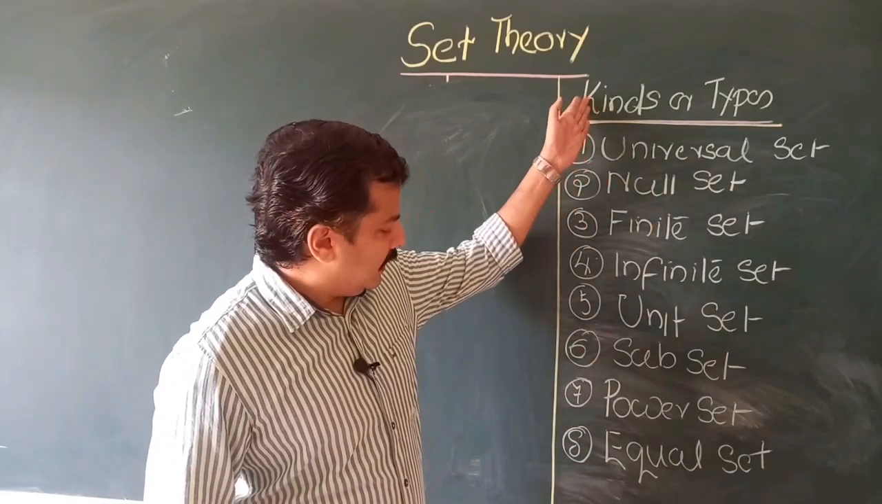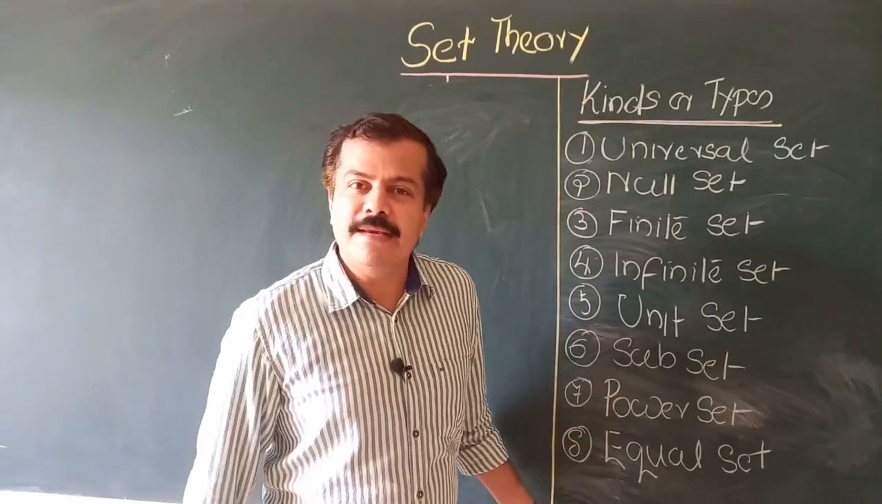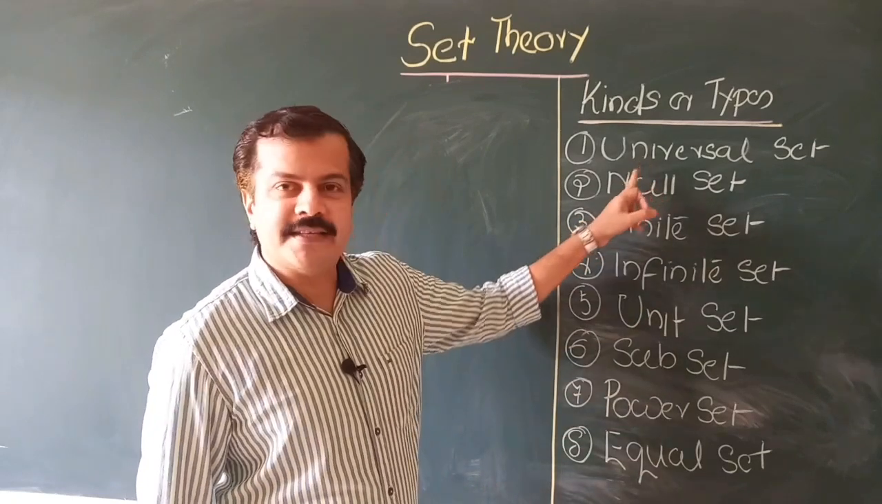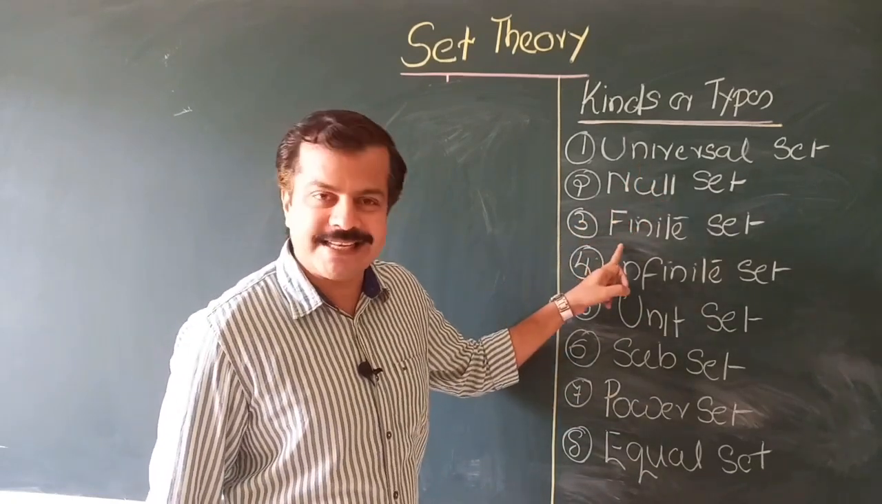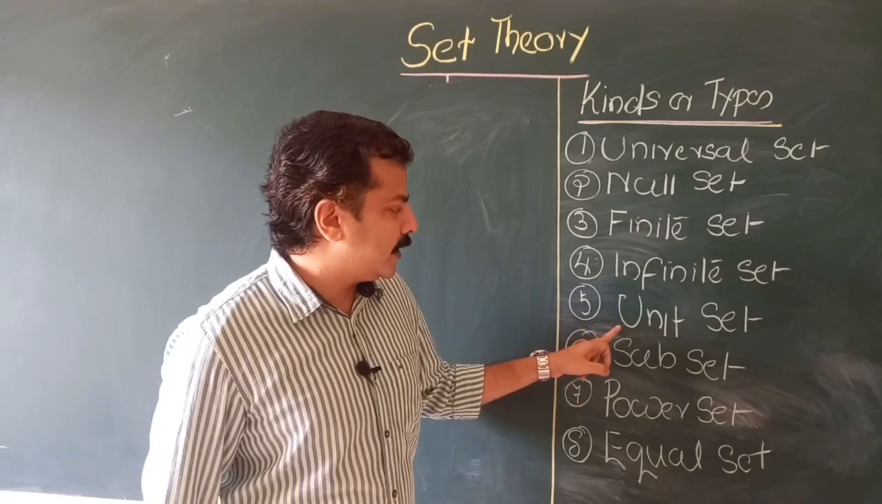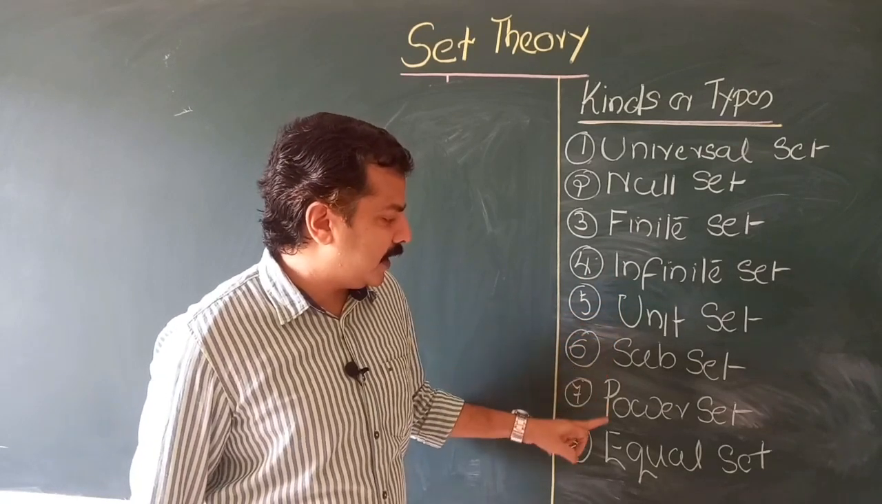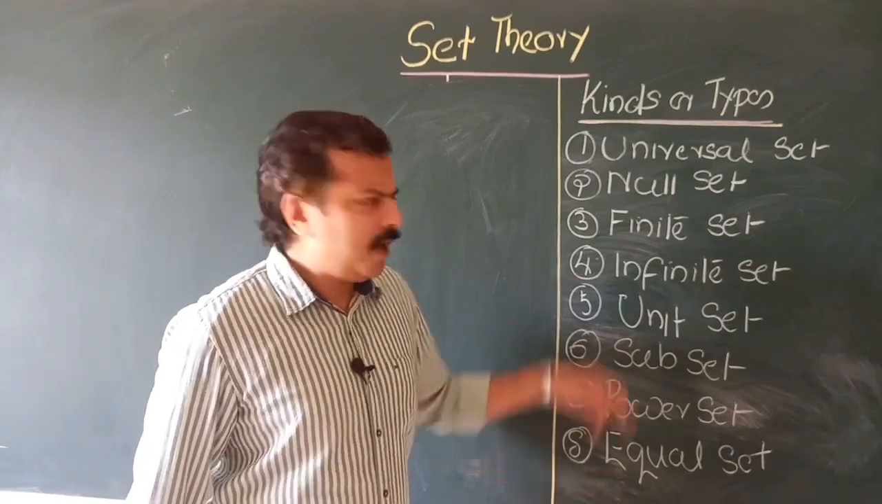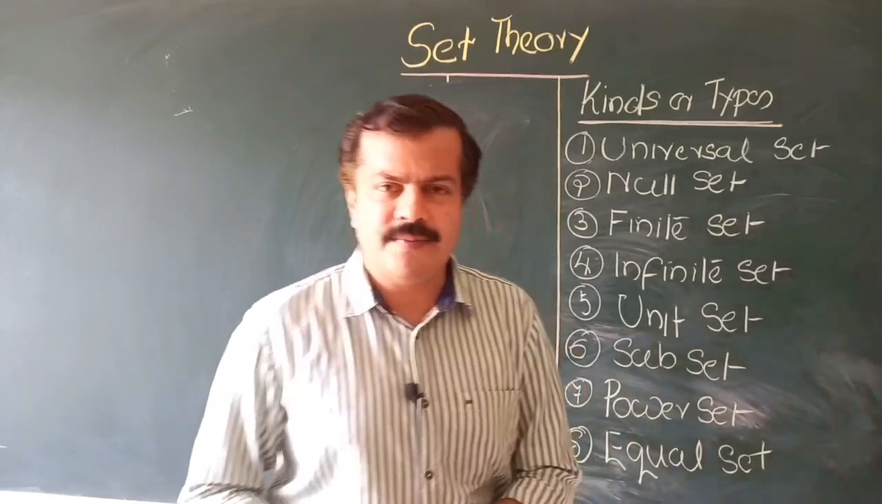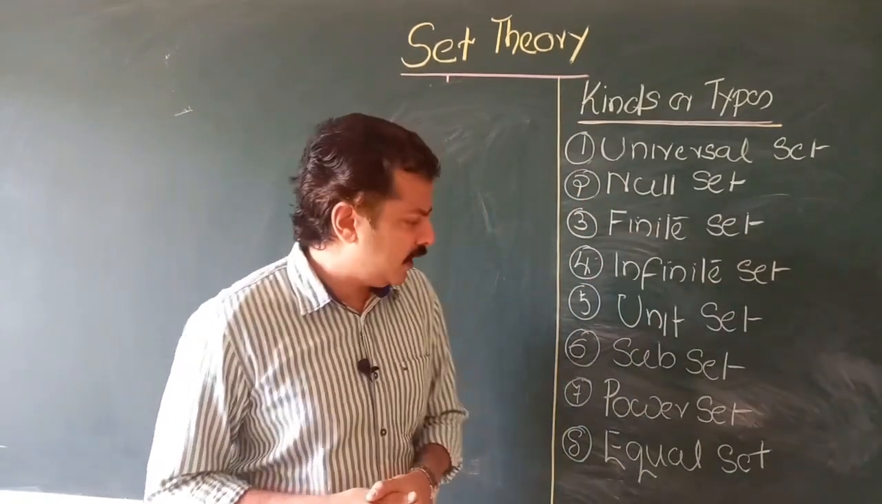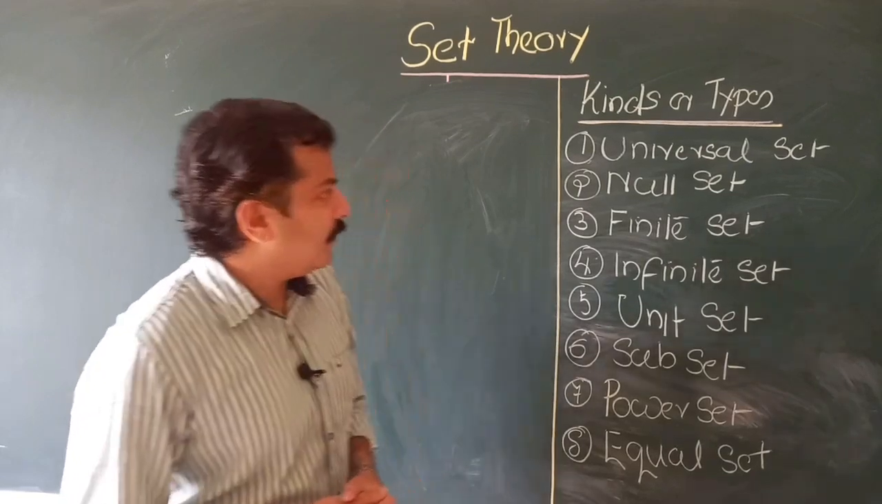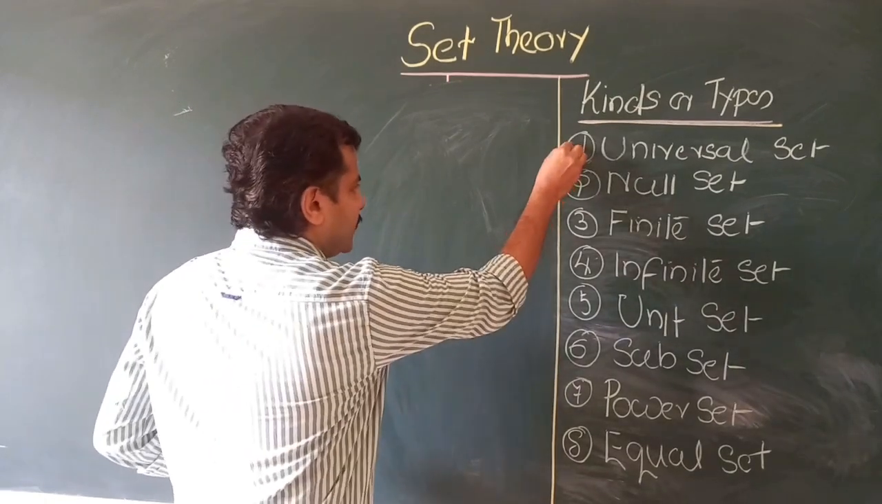We have different kinds or types of sets like universal set, null set, finite set, infinite set, unit set, subset, power set, equal set. I mean, most of the types are here. We will elaborate each and every type, and let us start with the first type, the universal set.